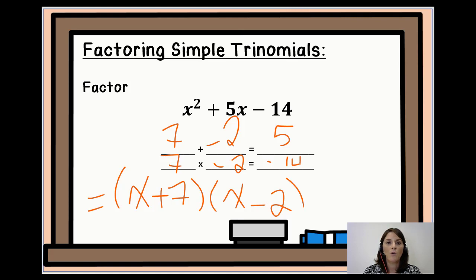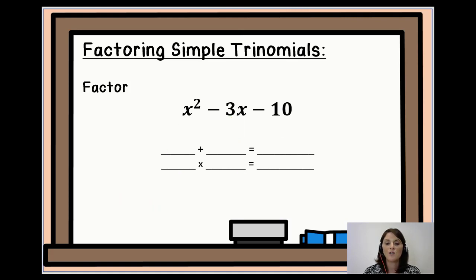And remember, you could always check by expanding and simplifying, either using FOIL or using a chart method. So x times x is x squared, x times negative 2 is negative 2x, 7 times x is 7x, 7 times negative 2 is negative 14, and when we combine our middle terms, we end up with x squared plus 5x minus 14.